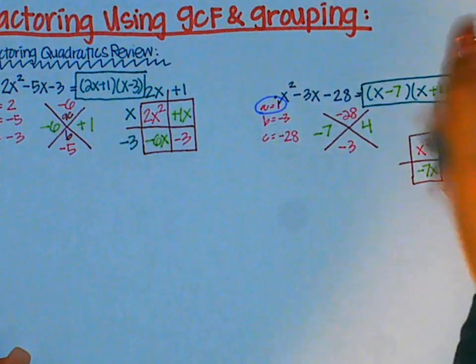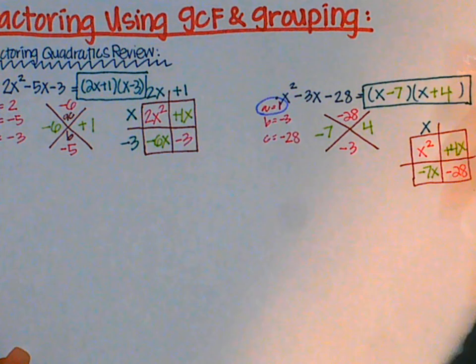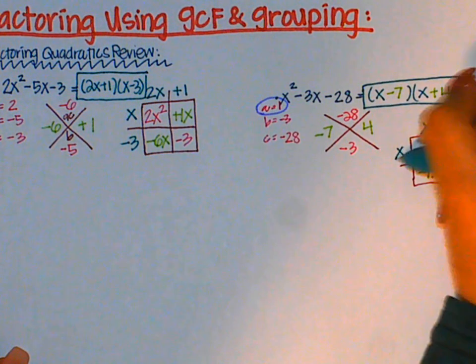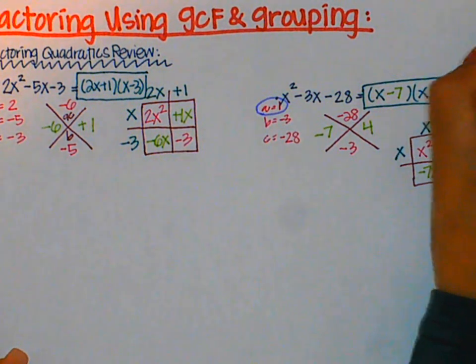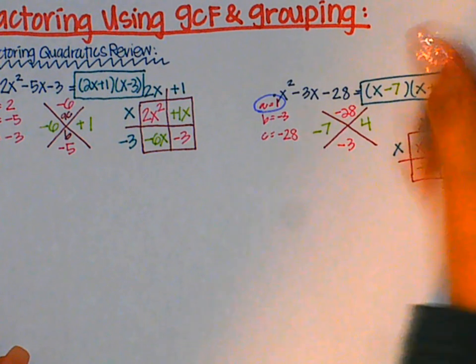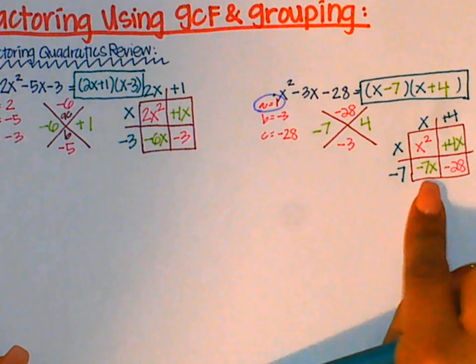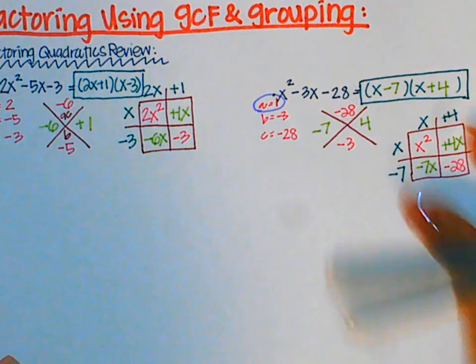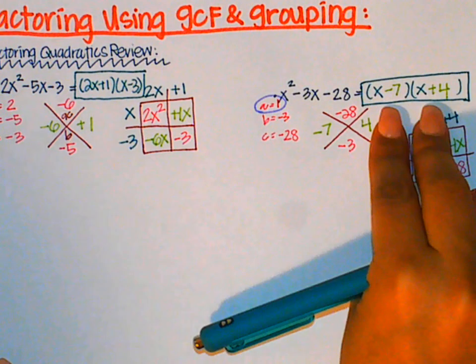So what do these two have in common? That's going to be an x, so then I need another x here. X times a positive 4 will give me that, and then x times a negative 7 will give me that there. Now I would have pulled these two out and gives me my factors.